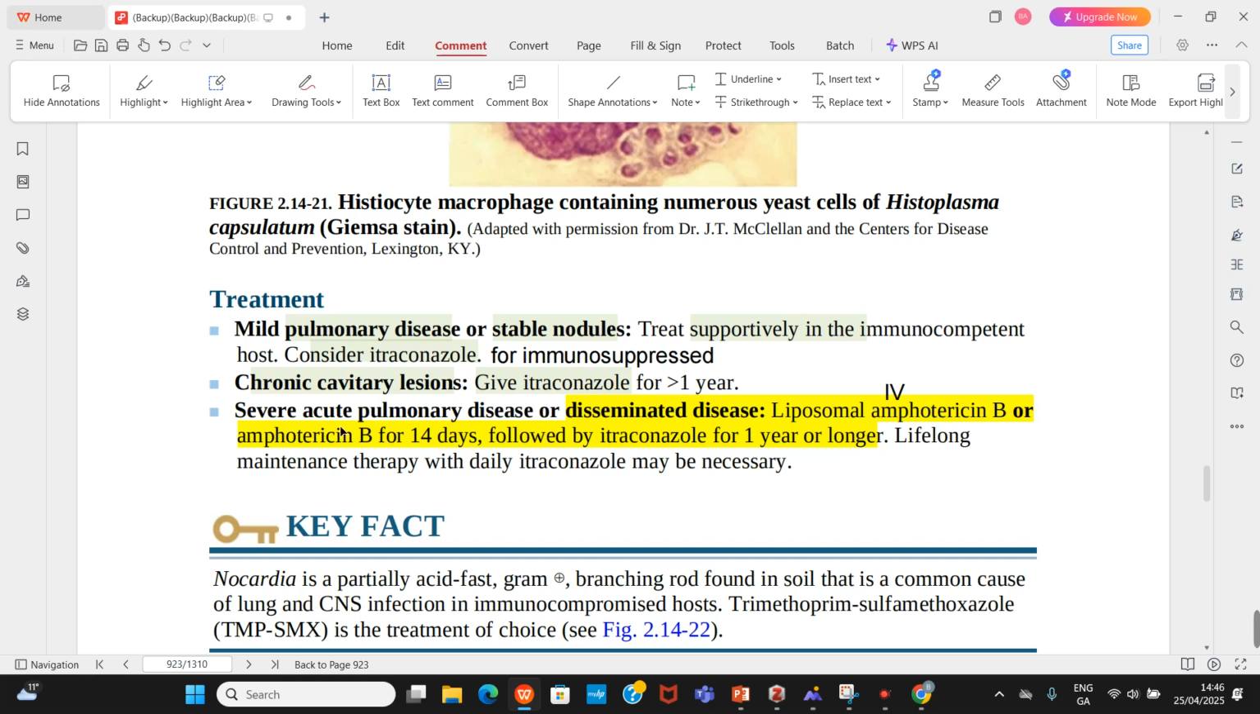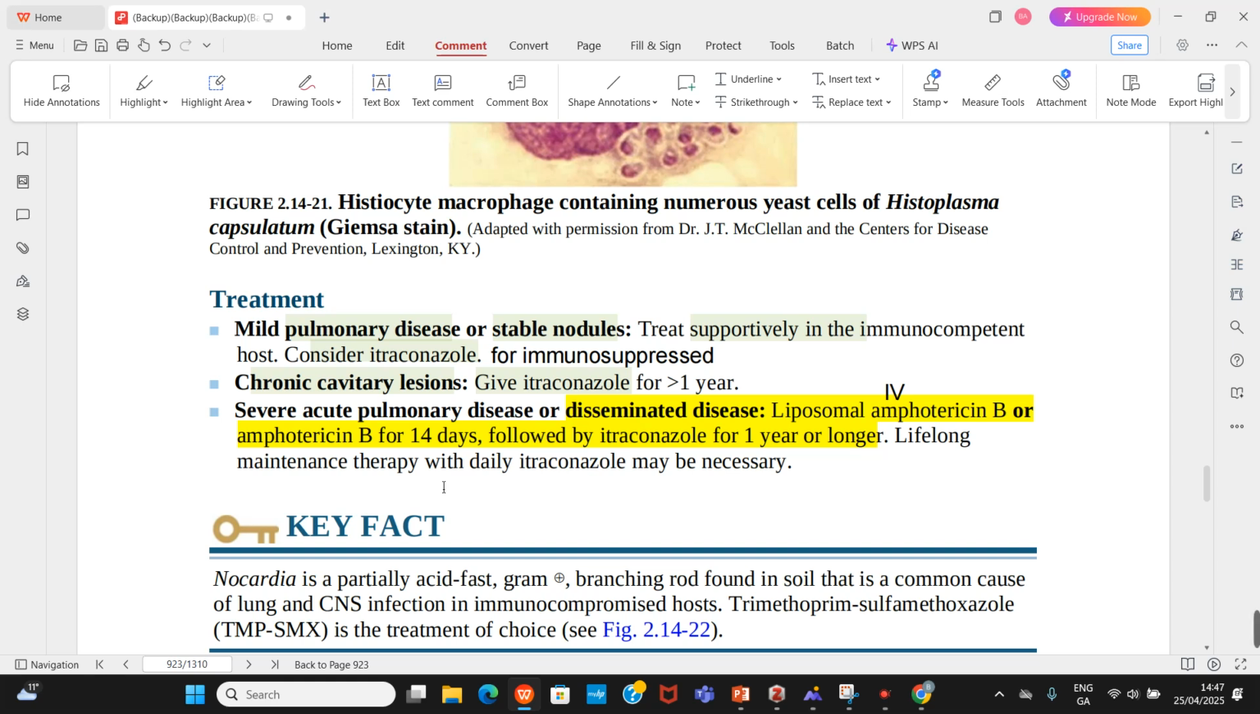But if the person is having a severe acute presentation, or you notice that the presentation is disseminated, already getting to the liver, getting to the bone marrow, getting to the lymph nodes, getting to the mouth, you might want to give something more active, and you introduce your IV liposomal amphotericin B. So you can do that for 2 weeks, and then follow it up with itraconazole as if you want to manage it as a chronic problem. So you maintain with itraconazole for at least 1 year.